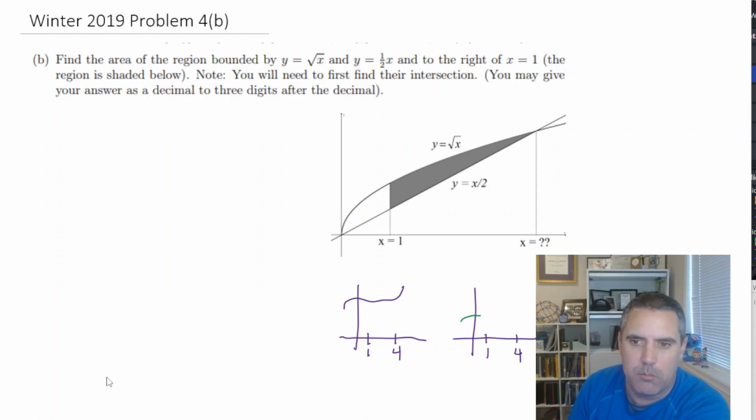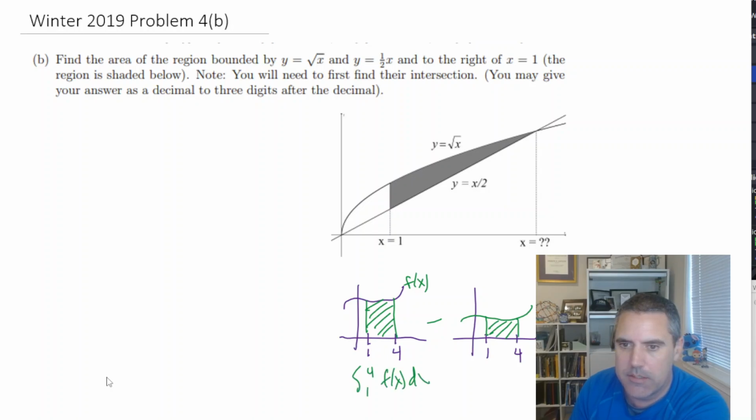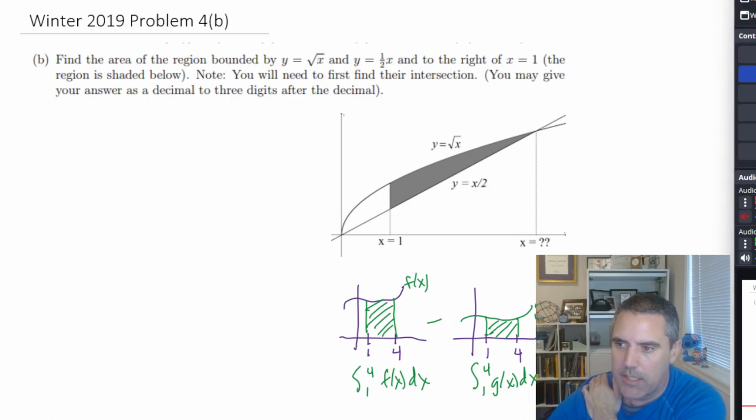If you want the area between two graphs, what we do is we find the area under the top graph, we find the area under the bottom graph, and we subtract. That's the whole strategy for finding the area between two things. If this is the top function, we can do the integral from 1 to 4 of f of x dx, and for the bottom function we can do the integral from 1 to 4 of whatever the other function is. And then we subtract. That's it. That was really the idea of the section.